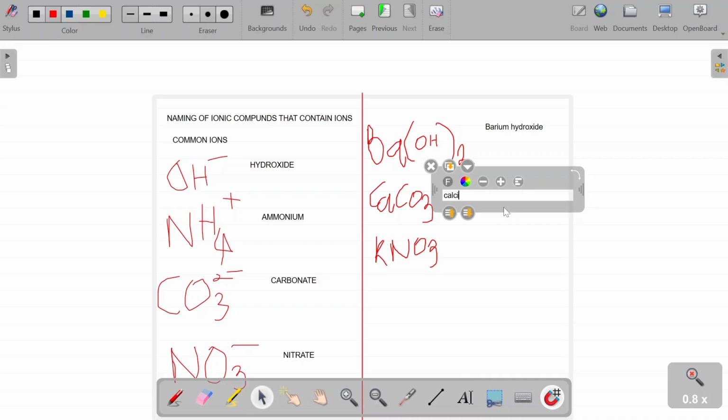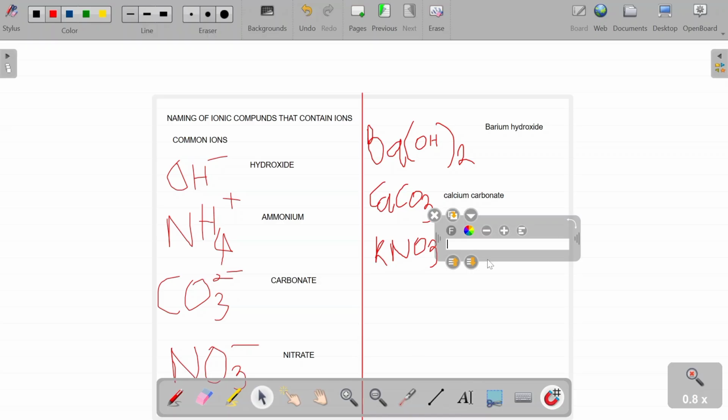Now let's move to the next one. We start with the first one, calcium. Remember, the first element here is Ca. Now what do we call this ion? CO3 2 minus, that is carbonate. So this is just going to be calcium carbonate. Now the next one, this is K, by the way, in case you don't know what my K looks like. This is K. This is NO3. How would we name something like this? K stands for what? Potassium. And now what do we call this ion? Nitrate. So this is just going to be potassium nitrate.